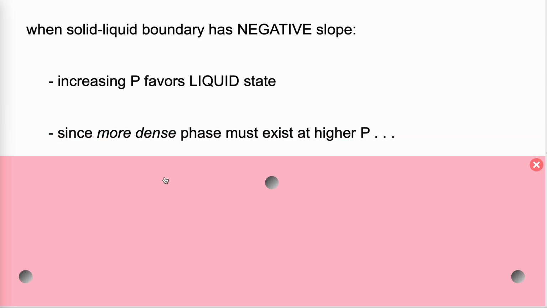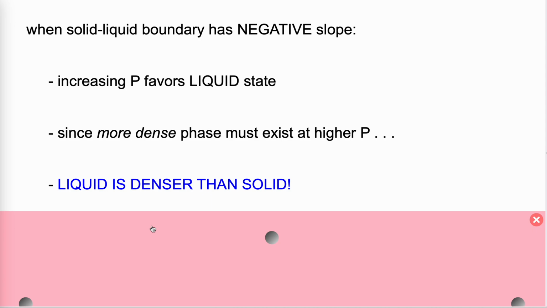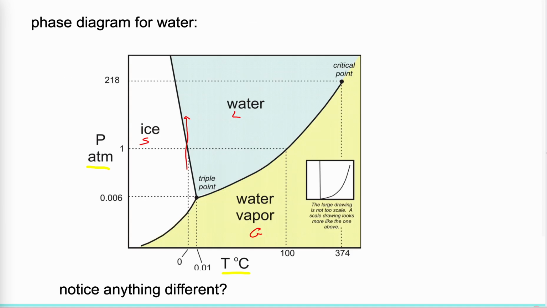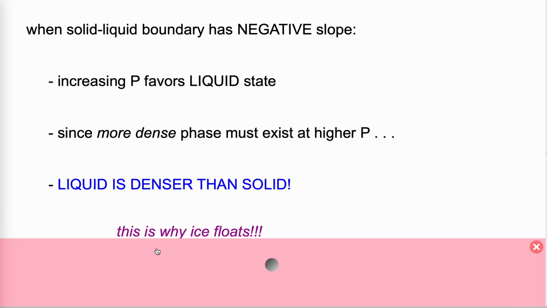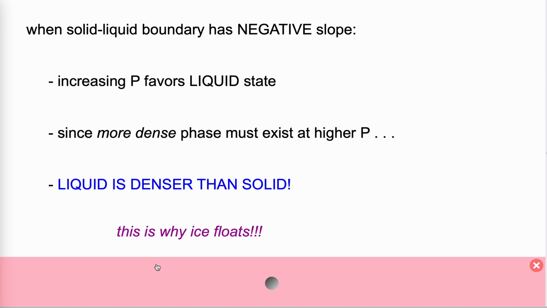Well, because the more dense phase must be the one that exists at a higher pressure, it makes sense that if you increase the pressure on something, it's going to become denser. What that must mean is that the liquid phase is denser than the solid phase. And that's the case anytime your phase diagram looks like this. Anytime you have a negative slope between the solid and liquid phases, that means that the liquid phase is denser than the solid, which of course is why ice floats.